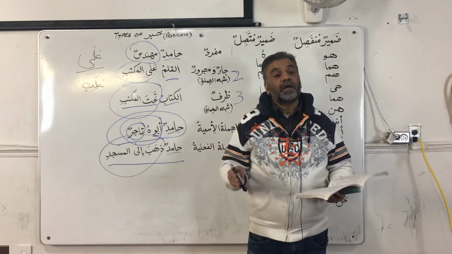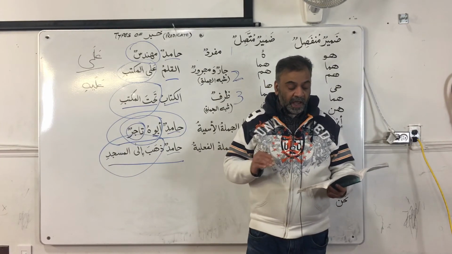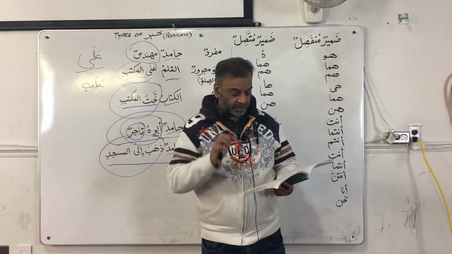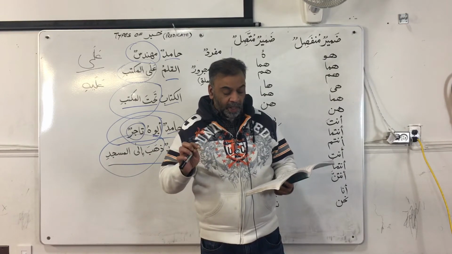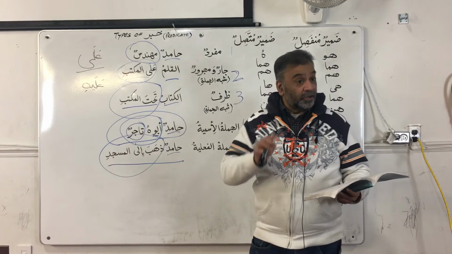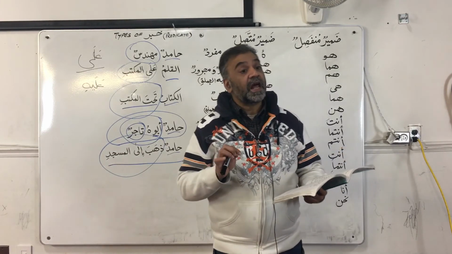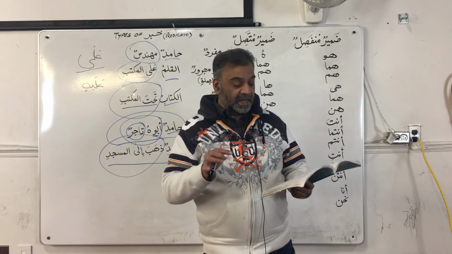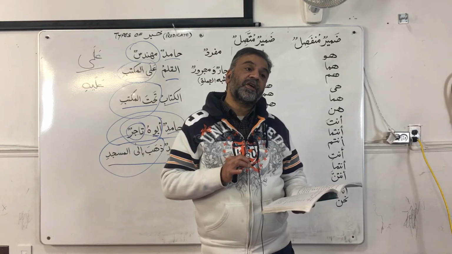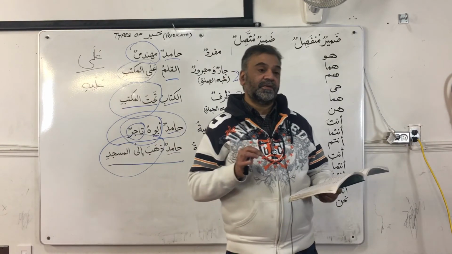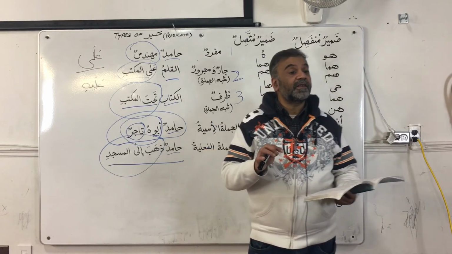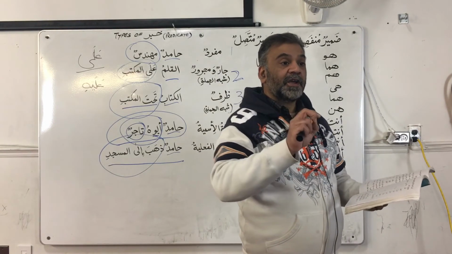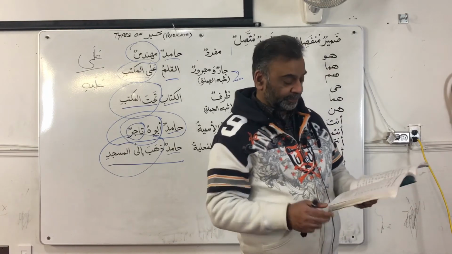Li ukhtun wahidatun. I have one sister. Number 2. Alaka akhun? Do you have a brother? You say la, no. Ma li akhun. I do not have a brother. Now, ma here is coming as particle of negation.